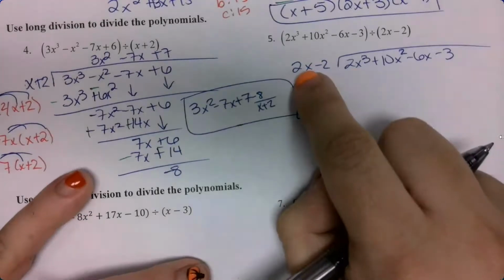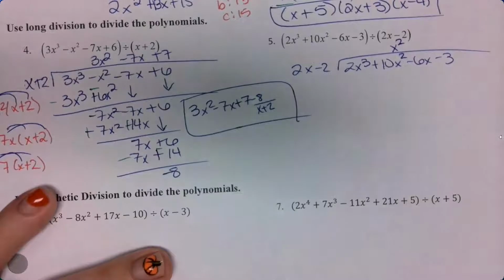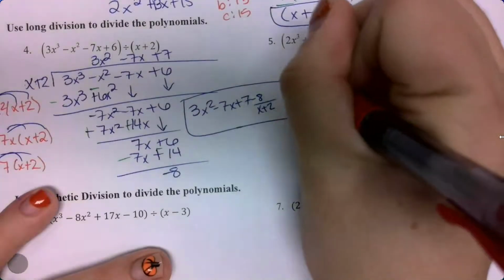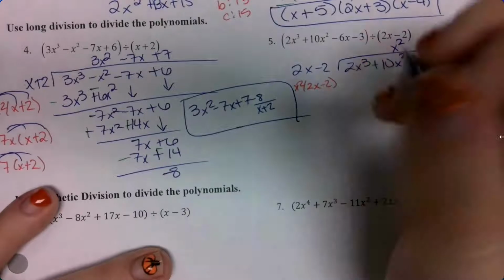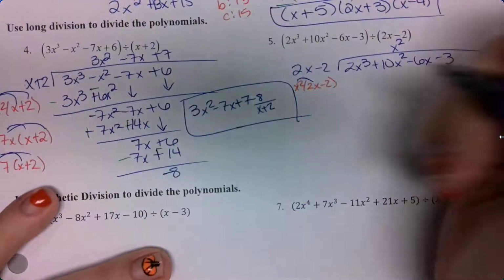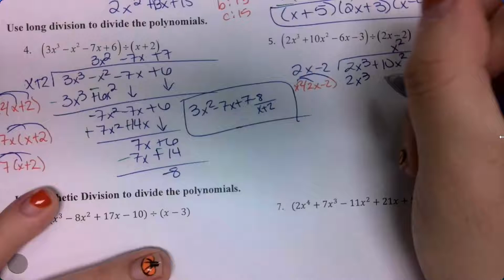I want to turn 2x into 2x cubed. I have to multiply by x squared to do that. So I'm going to multiply that whole thing by x squared. X squared times 2x is going to give me 2x cubed. X squared times negative 2 gives me negative 2x squared. Change my signs. And then I want to add down.